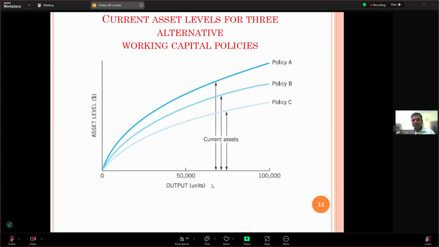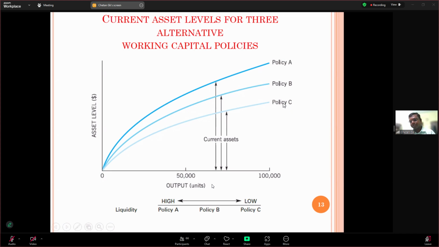Okay, so let us now say that there are three types of working capital policies: policy A, B, and C. You can see the liquidity is high in case of policy A, which means your investment in current assets is more in case of policy A. In case of policy B, current assets are less, and in case of policy C, they are lesser than policy B.